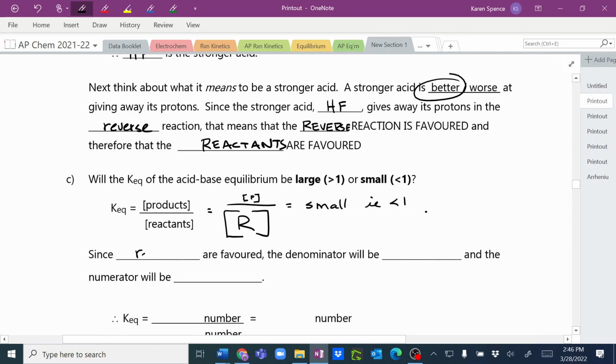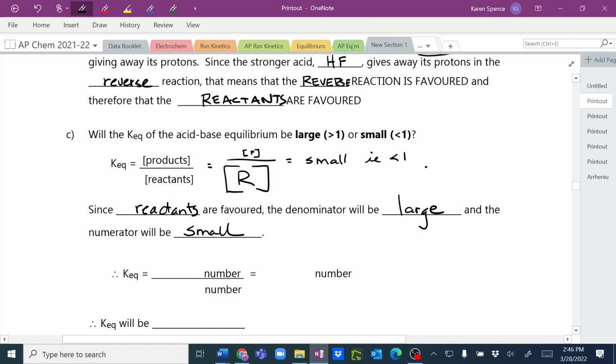Since the reactants are favored, the denominator will be large and the numerator will be small, and therefore KEQ is a large number over a, no, I did that backwards, small number over a large number. We're going to get a small number and it will be less than 1.